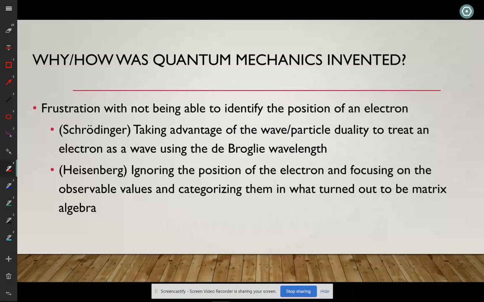Now, the other one that we have not focused on is Heisenberg's approach. Heisenberg was frustrated with not being able to find the position of an electron. And so he said, okay, let's ignore what we can't find and let's just focus on what we can. And so he started basically making tables to categorize, we have this or this, and the different values that you could have for the electron. And then he brought it to an advisor, and the advisor sent it off to a mathematician. The mathematician said, oh yeah, this is just matrix math you're working with. And so that's the other approach.